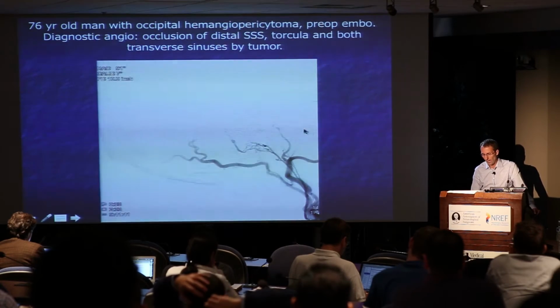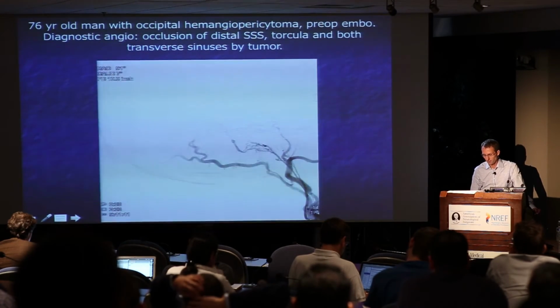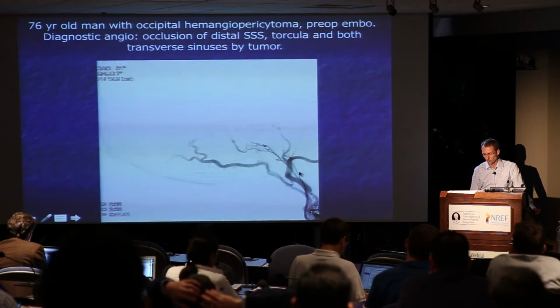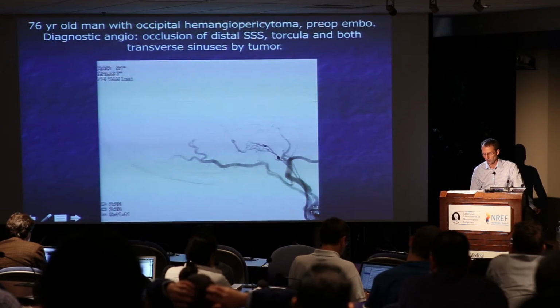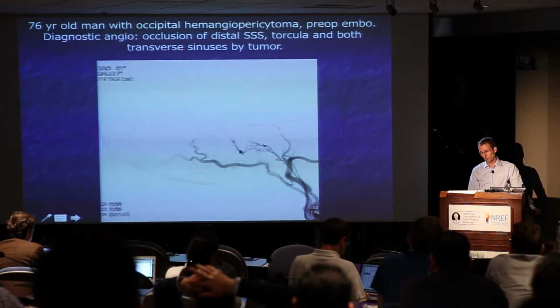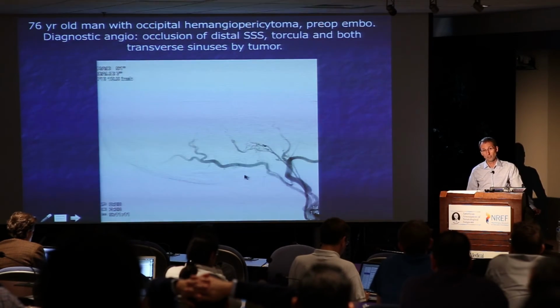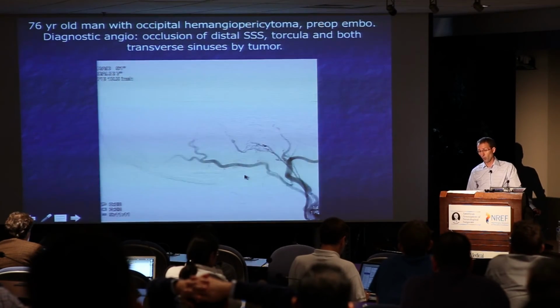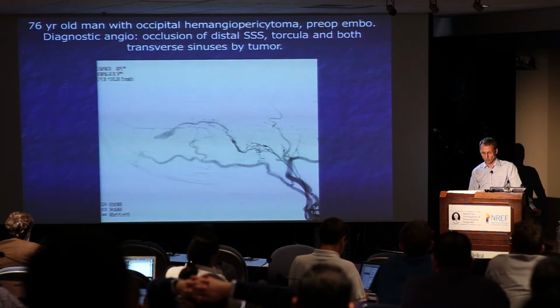So this is a lateral view. This is the ascending pharyngeal coming up. This is the pharyngeal branch here. This is the neuromeningeal branch coming back. This is the occipital artery. And you might notice that both of those are filling much faster than the other external branches. That's because they're going somewhere. And the place they're going is the fistula.